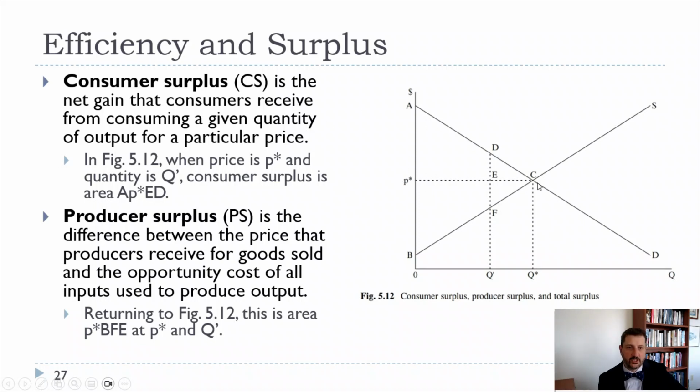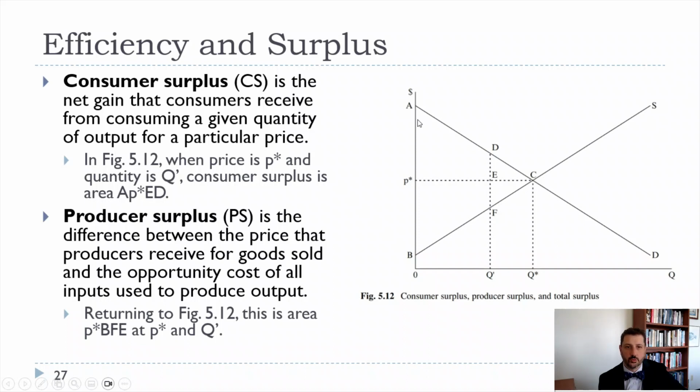So here, if our price is P star and Q star, then our consumer surplus is the triangle A, P star, C, and our producer surplus would be the triangle B, P star, C. And that would be the maximum surplus that we could have, and so that would be the most efficient outcome in this market. The example here is like, all right, well, what if we're at P star, but because of whatever reason, we're only producing at Q prime?